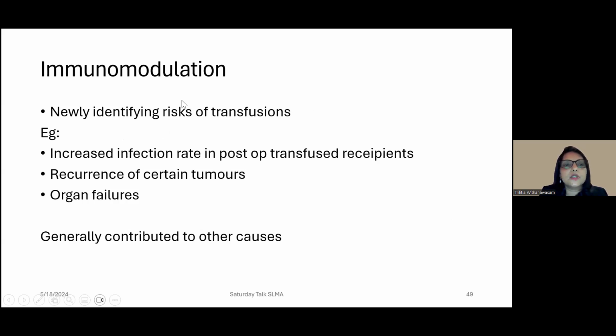Immune modulation is a trendy topic with transfusions. It's actually a new risk. What is happening here is an increased infection rate in post-op transfusion recipients. This is proven, of course, in critically ill patients. If we give a lot of transfusions, that means liberal transfusions, those patient groups are at risk of infections; that is demonstrated. Certain tumors are recurring, and end-organ failure is also seen, and cases are being documented. So in most countries now they are going for restricted transfusion regimes rather than liberal transfusion regimes, because of these unknown complications that can happen.